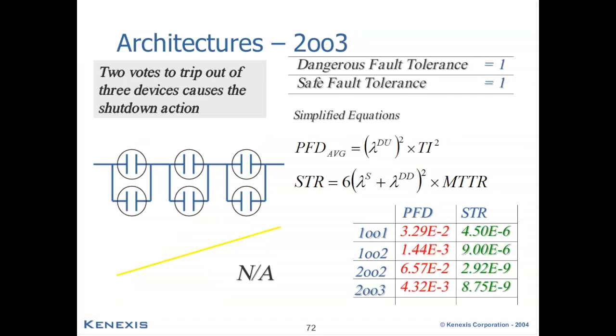The 2 out of 3 voting arrangement seeks to gain some balance between the 1 out of 2 and the 2 out of 2 voting arrangements by providing both a degree of safe fault tolerance and a degree of dangerous fault tolerance. In this voting arrangement, 2 votes to trip out of 3 devices will cause your shutdown action. And you'll note in the last row below that neither the PFD nor the STR are the most optimal values, but in this case, both of the values are better than that of the 1 out of 1 voting arrangement, which cannot be said in the case of the 1 out of 2 or the 2 out of 2 voting arrangement.